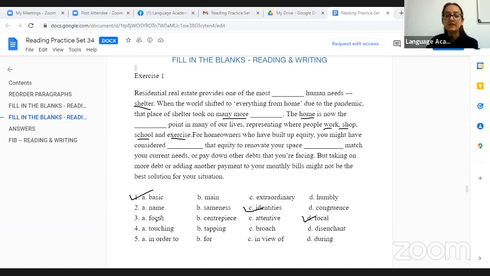The other option that we have, focus point, is not a collocation. Centerpiece is again used for articles. A centerpiece means a very rare or very important article, a theme. And attentive point, attentive is used with mind, how focused you are, how active you are. That is used for attentiveness. So here it will be focal point. For homeowners who have built up equity, you might have considered dash that equity to renovate your space.